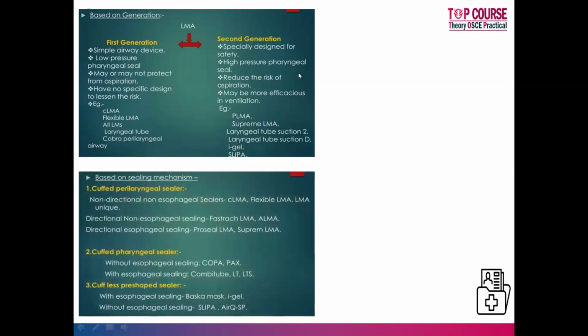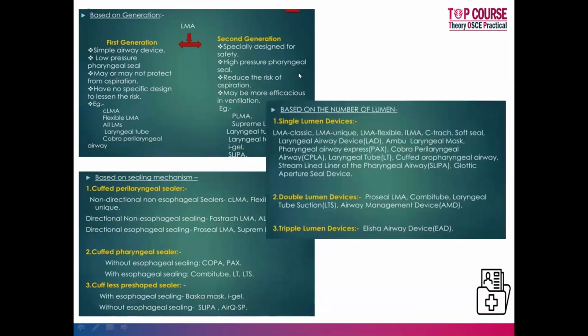Now, based on the sealing mechanism, they are divided into cuffed perilaryngeal sealers, cuffed pharyngeal sealers, and the cuffless pre-shaped sealers. In the cuffless pre-shaped sealers, the most common example is our iGel. Okay. And the last classification is based on the number of lumens.